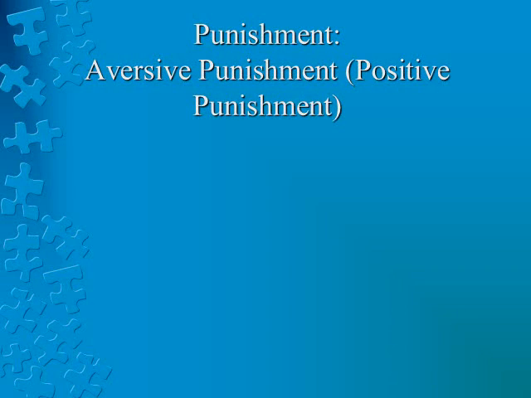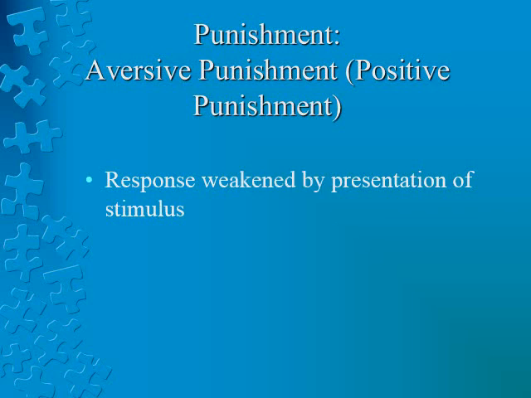Next, let's move on to the different kinds of punishment. Now we have positive punishment and negative punishment. We're going to begin with positive punishment. Positive punishment is sometimes called aversive punishment. Now remember, positive in operant conditioning terms means we're adding something or we're giving something. Now what this means here is we have some response we don't like.